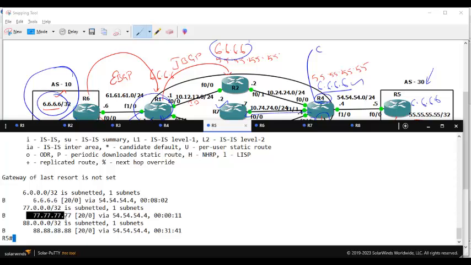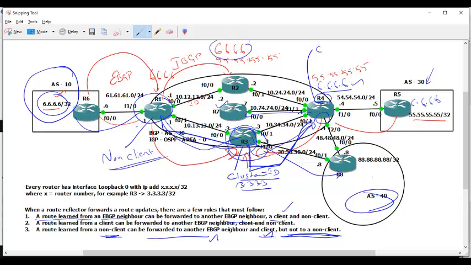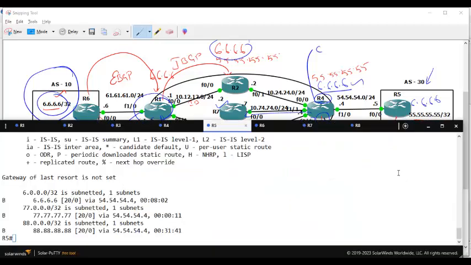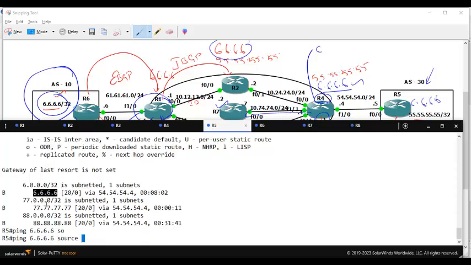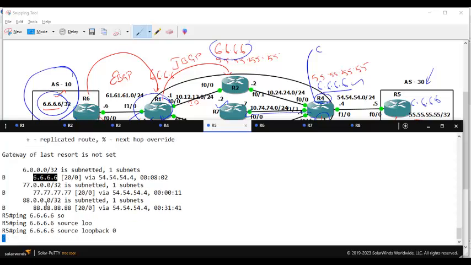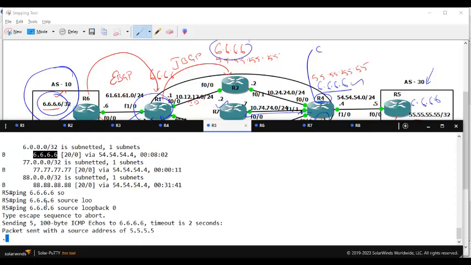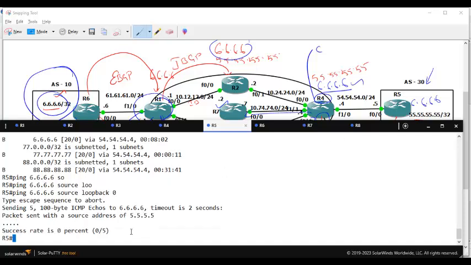So if you ping from here, source, I should be pinging. I should ping from source 55. I think router 5 is not having. See, source is not 55555. It is 5555. That is what we have advertised.